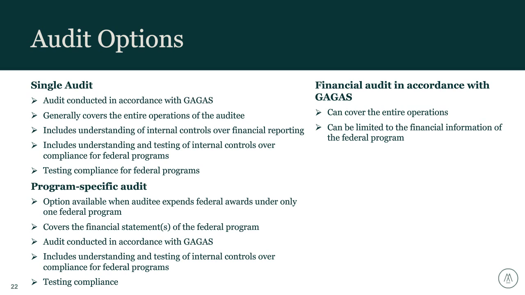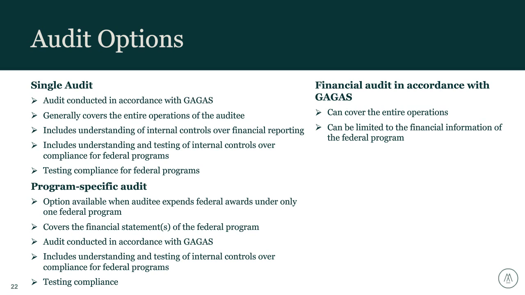The same procedures and process is true also for a program-specific audit. The only difference between the single audit and the program-specific audit is that it's generally called a program-specific audit if the auditee or the organization is spending federal awards under only one program. So they're not getting grants from multiple sources that may be subject to audit. It's only one program, and the audit would typically just cover the financial statements or the financial information of that program. The other pieces, in terms of the testing of controls over compliance and the testing of compliance itself, remain the same.